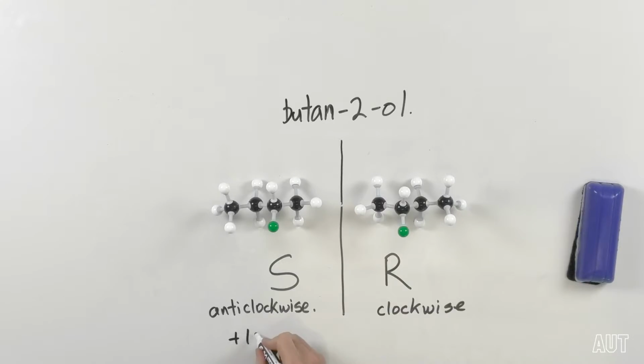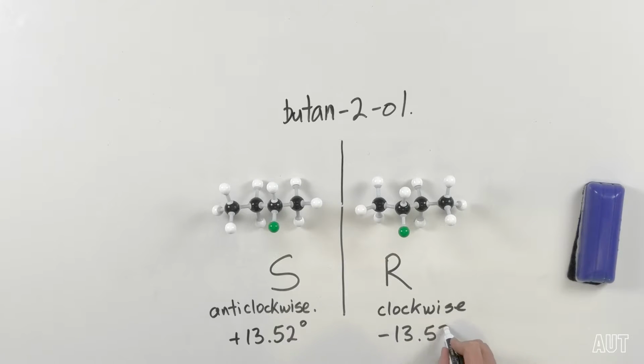Now we said that they have different, equal and opposite interactions with plane polarized light. This will rotate the plane of polarized light plus 13.52 degrees. This will rotate the plane of polarized light minus 13.52 degrees. And there are particular conditions that we measure these rotations under, so particular concentrations, particular temperatures, particular sources of light, et cetera. We're not going to go into that.